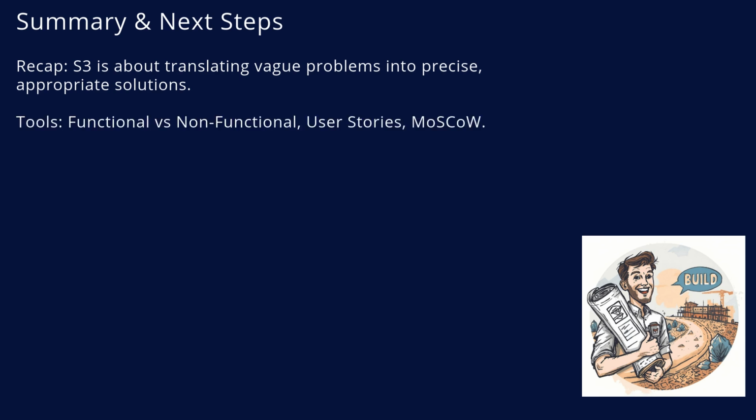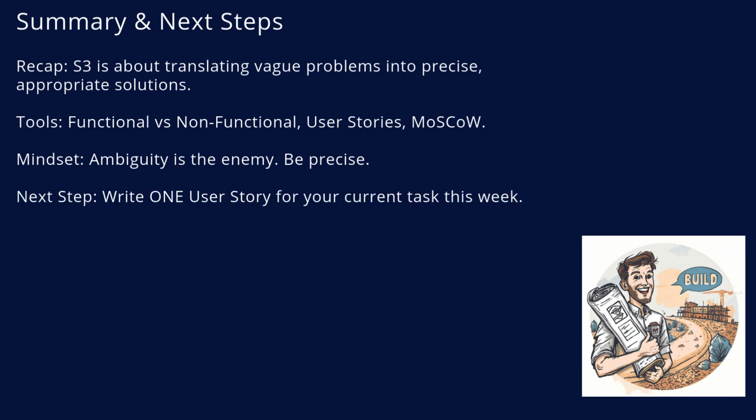We have added user stories, NFRs, and Moscow prioritization to your toolkit. Remember the mindset: ambiguity is the enemy. If it isn't written down, it doesn't exist. Your next step is simple. Write just one user story for a task you are working on this week. Practice the format. In our next session, we move to S4, initiate, design, code, test and debug.